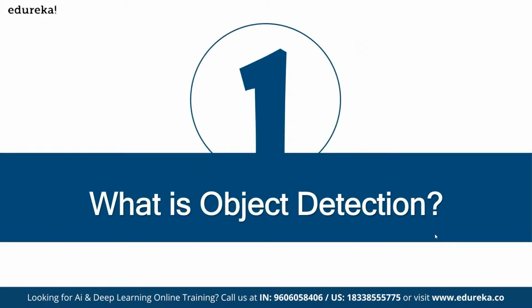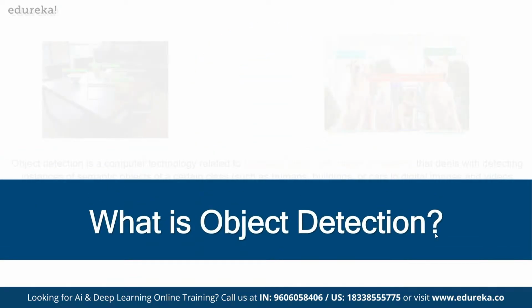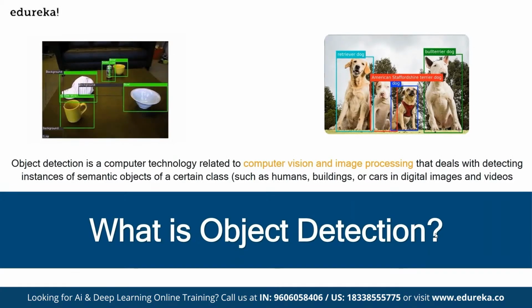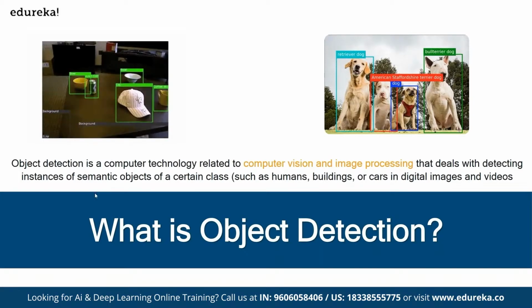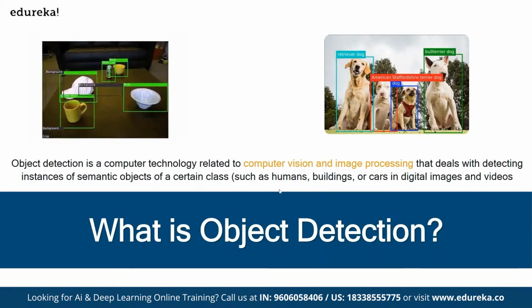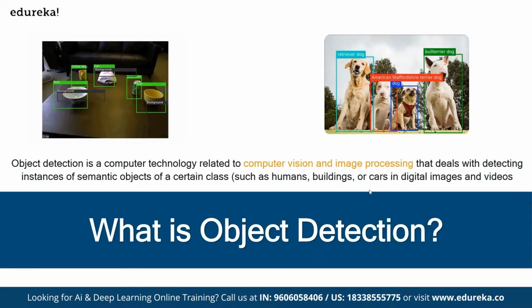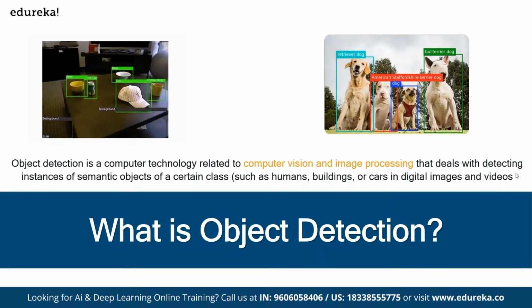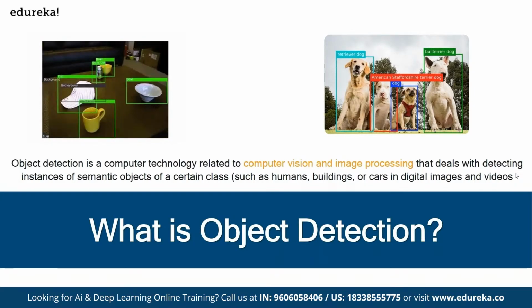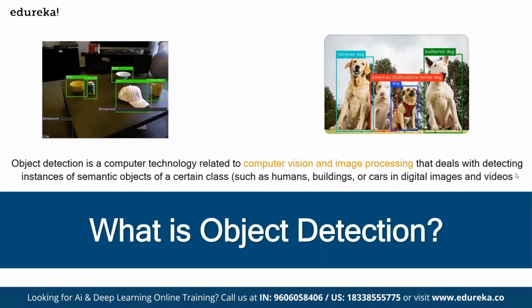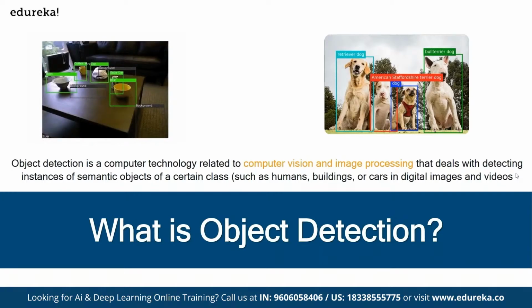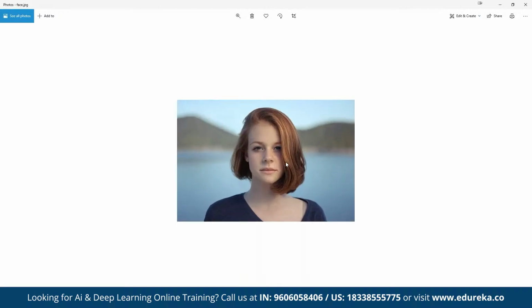So what is object detection? It is a computer technology related to computer vision and image processing, which deals with detecting instances of semantic objects of a certain class, such as humans, buildings, cars, in digital images or videos. I know this sounds purely technical, but let me make it simpler. Suppose I have a digital image. Let me open up an example image to make it easier for your intuition. Let's say I'm having this image with me.